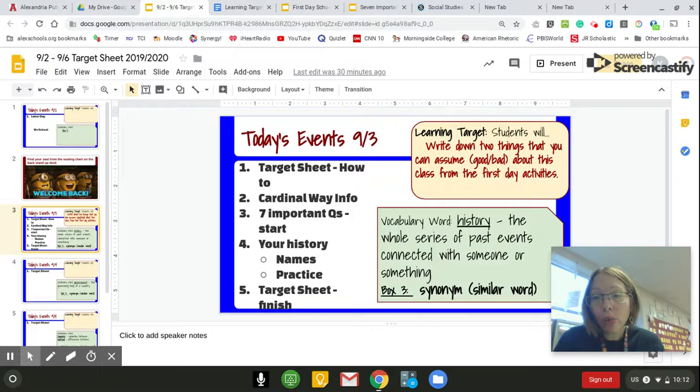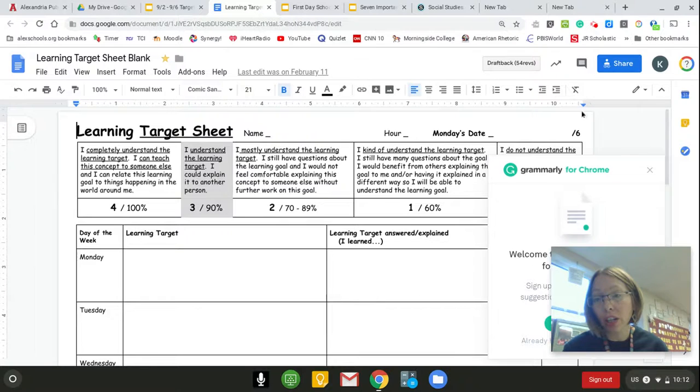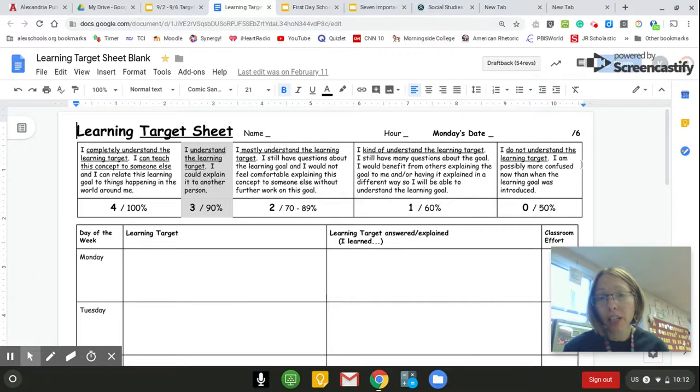The vocab word is history today, and you can see the word is listed there. It's underlined, and it also has the definition. Now, what they're putting this on is called the target sheet, and that looks like this. You can either print that off, a copy of this is on Schoology in the very first folder, or they can put it on paper as well, but we get these in class.